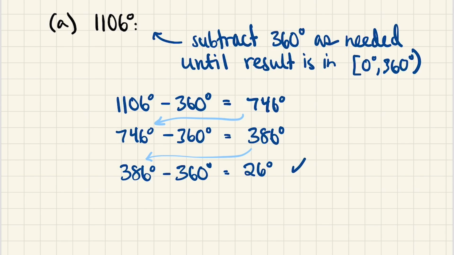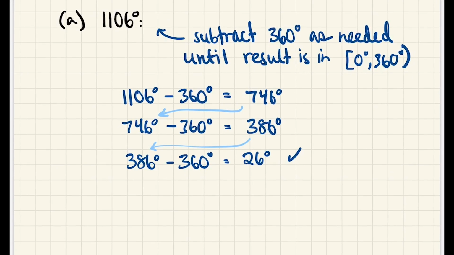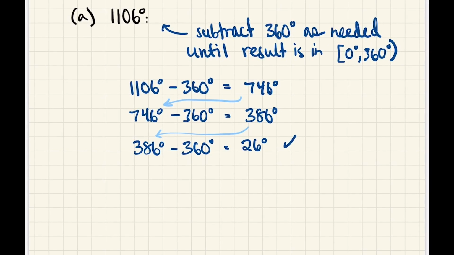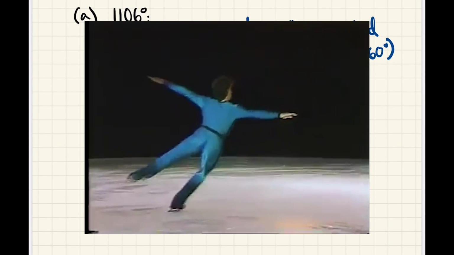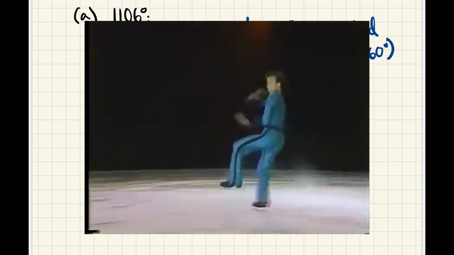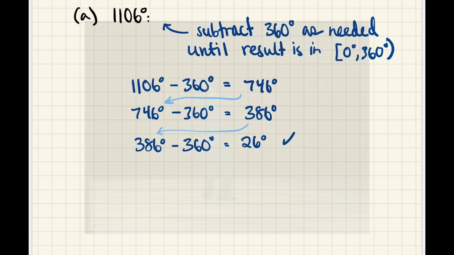All right, now obviously you could save some time if you learn that you can subtract bigger chunks, like 2 times 360 is 720, 3 times 360 is 1080. So knowing that 1106 is larger than 1080, we could have just subtracted 1080 right away and gotten 26.